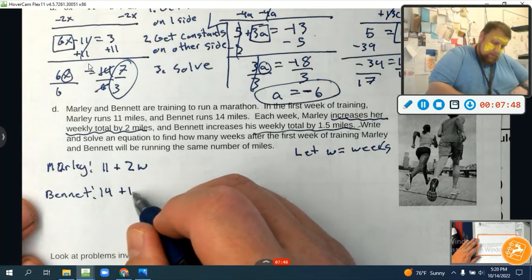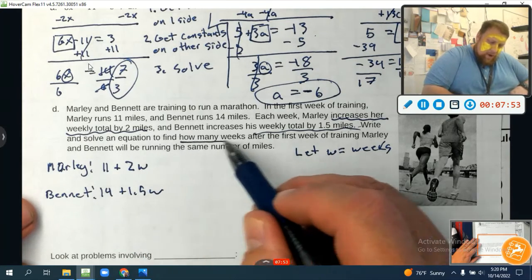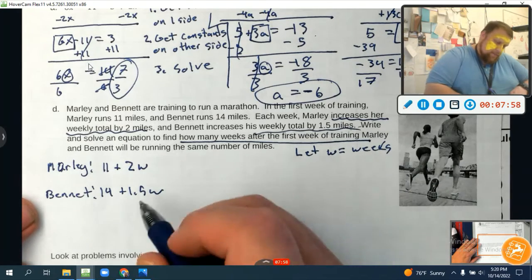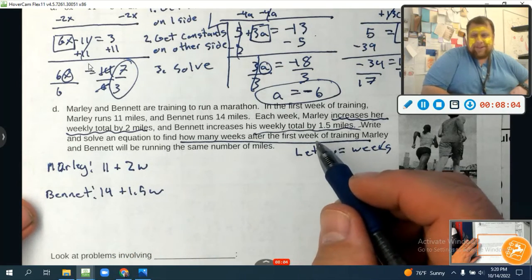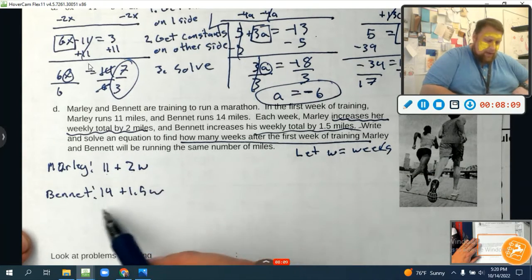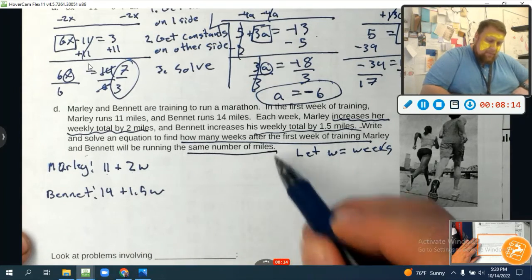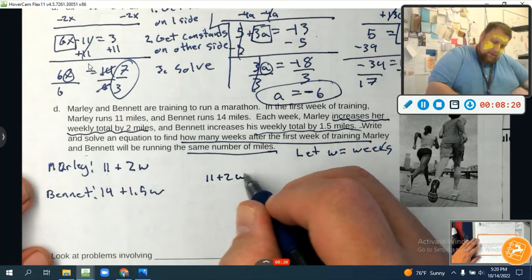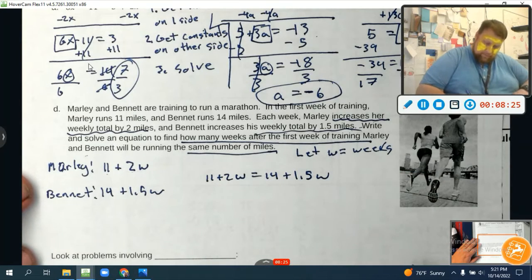Well, if they're the same, then we're going to set these equal to each other. So 11 plus 2W equals 14 plus 1.5W. And let's roll with that. So I'm going to subtract 1.5W from both sides. 2 minus 1.5 is 0.5W, equals 14, and that's gone. Now let's subtract 11 over, and I get that 0.5W equals 3.